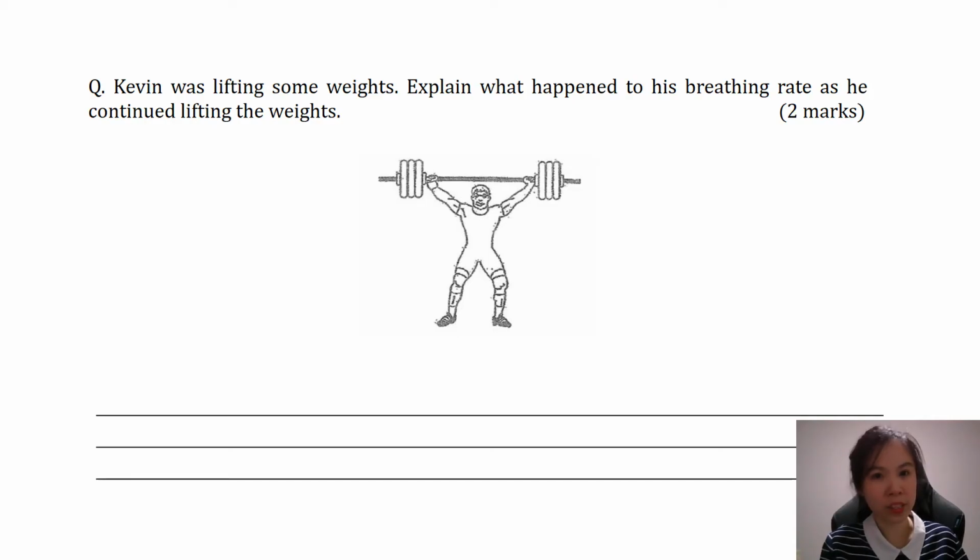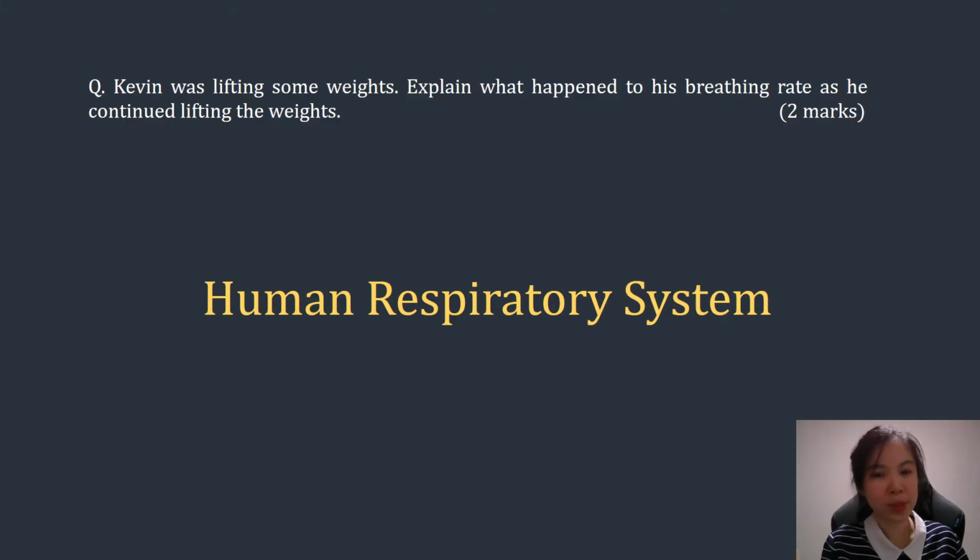Let's look at this question. Kevin was lifting some weights. Explain what happened to his breathing rate as he continued lifting the weights. Using this example, I will show you some answers that are considered incorrect and why, as well as some answers that are acceptable. When looking at this question, most students should be able to tell that the topic tested is on human respiratory system. Now let's look at some answers and discuss why they are not awarded the full marks or any marks at all.